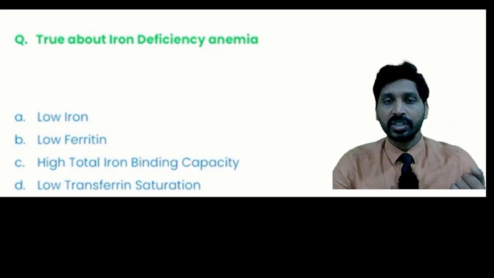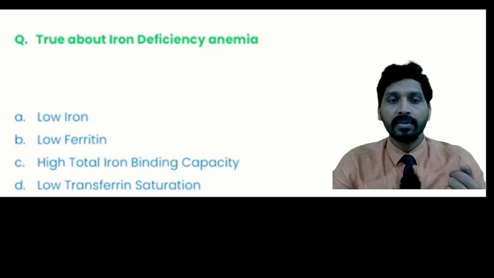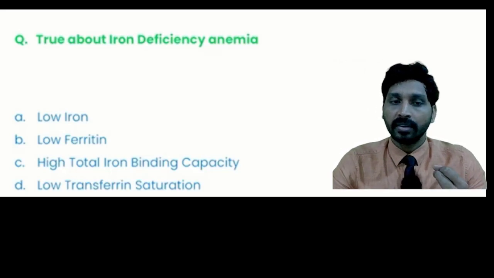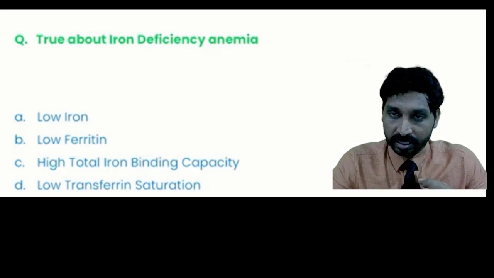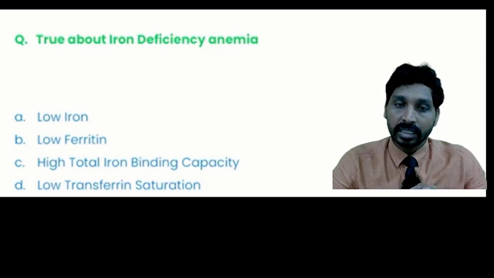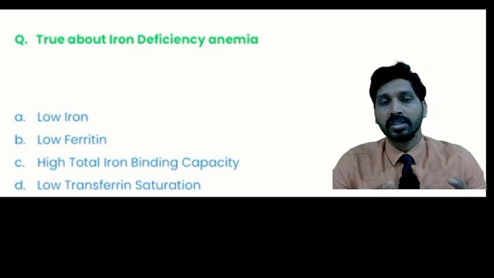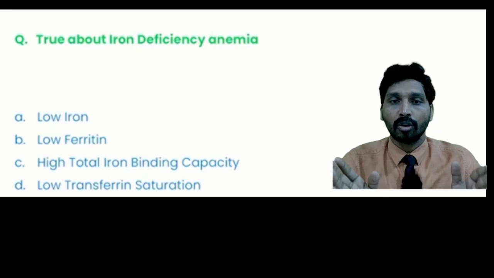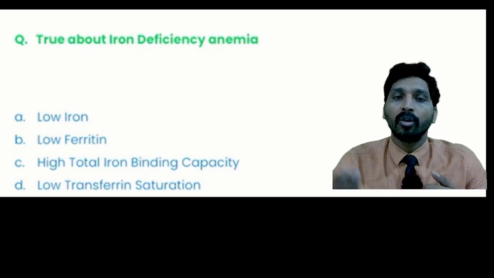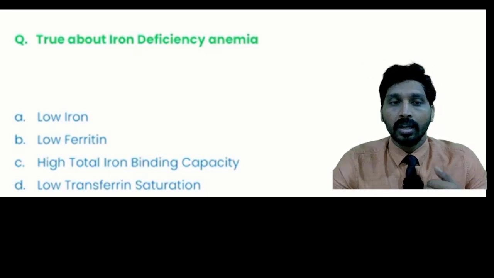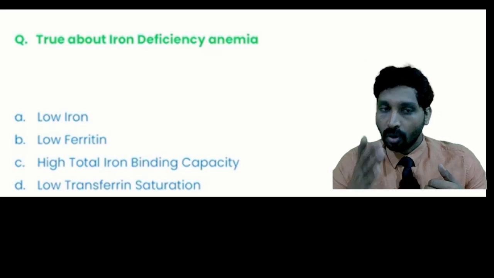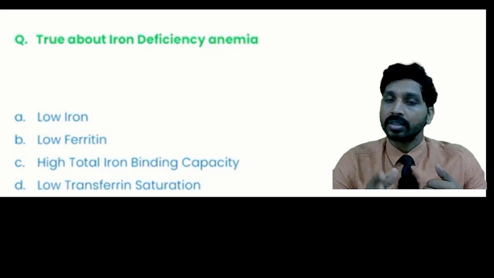In iron deficiency anemia you can observe low serum iron levels, low storage form of iron, high total iron binding capacity because of low levels, and low transferrin saturation. So all four options are correct. If the question were 'true about iron deficiency anemia except', I didn't get the wrong option. All four features given in the options are correct.